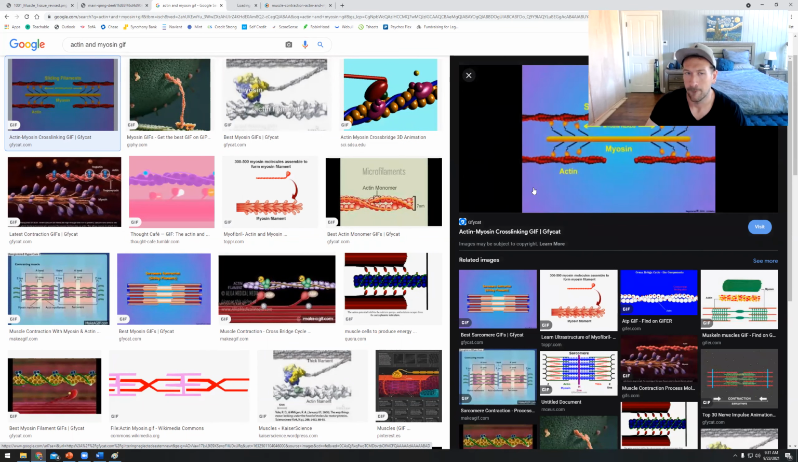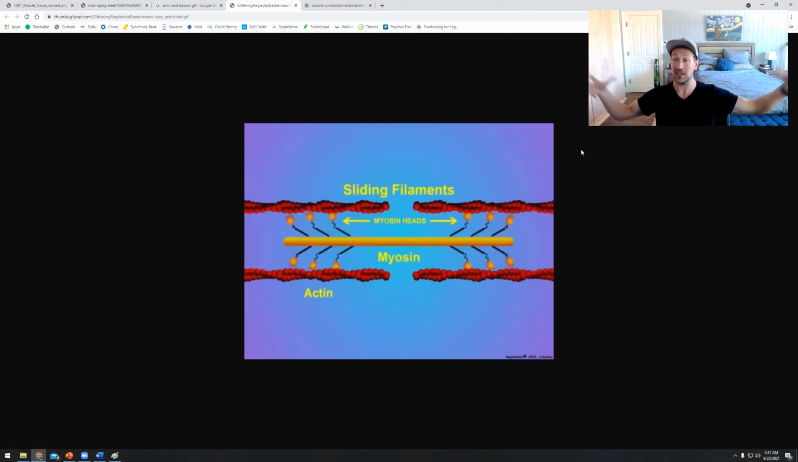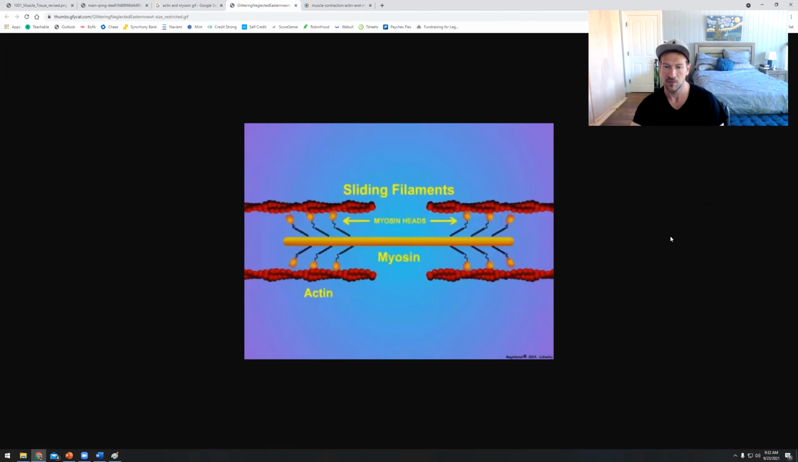There we go. So see how it's crawling towards the center? The actin strands are being pulled together because myosin's reaching up and grabbing it and pulling it towards the center. And so that's happening in this whole area right here. See the little heads reaching up and grabbing, right? So that's what's happening.